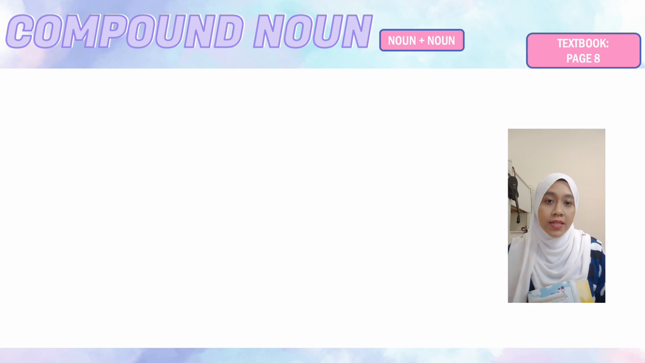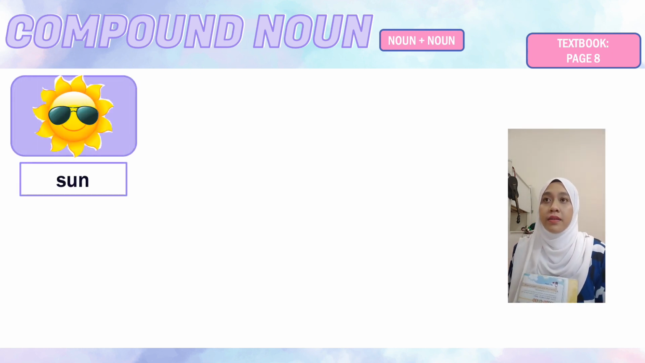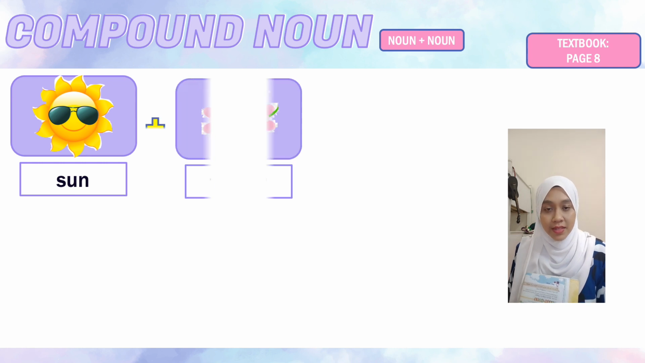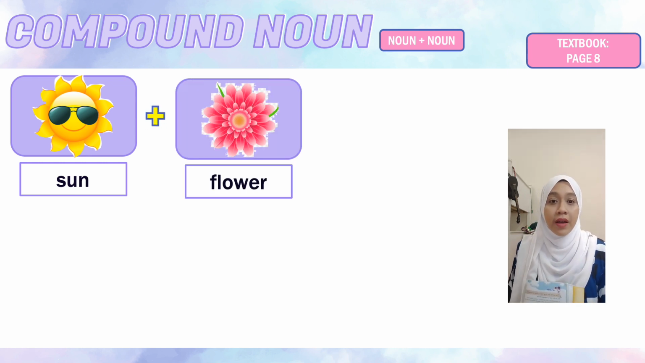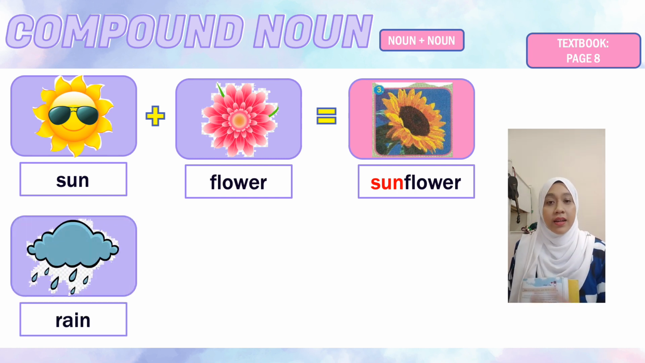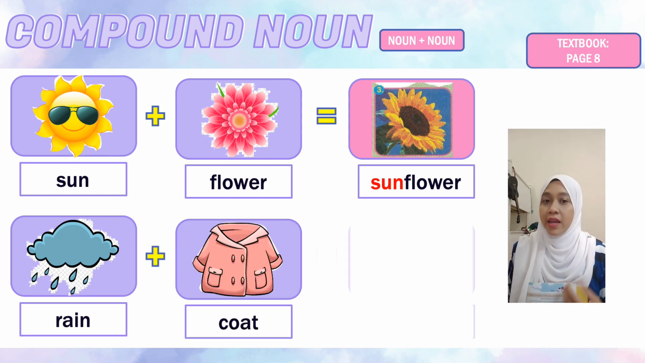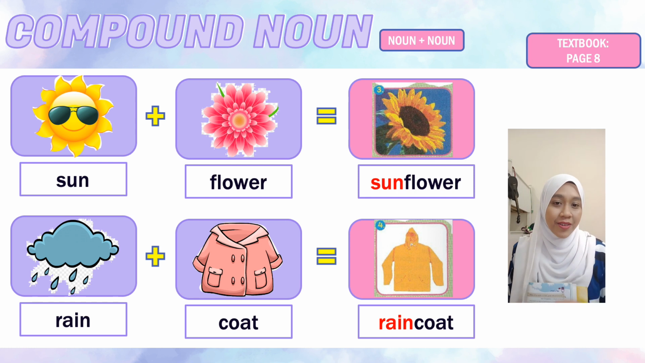Alright, so next example that we have here is sun. Sun and flower. So it becomes sunflower. Matahari, bunga, jadi bunga matahari. Next, we have rain meets up with coat. And then we have raincoat. So the stress is on the word rain.